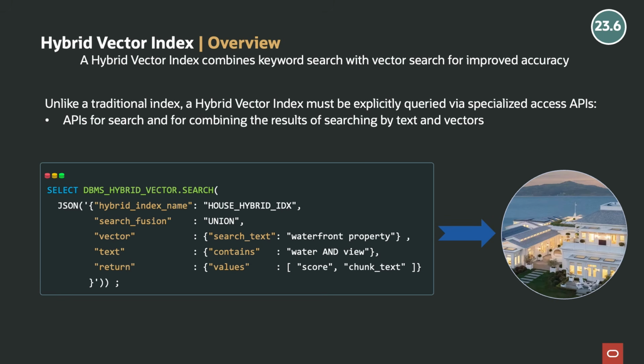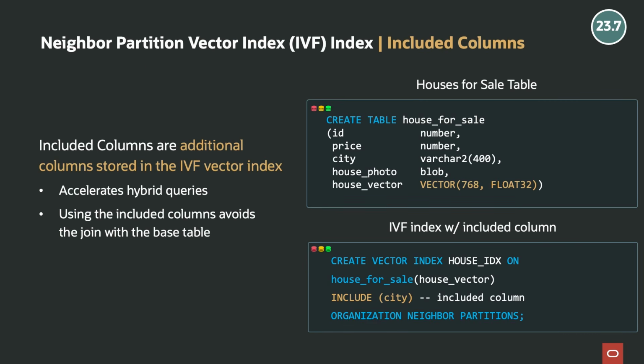So in my case, I want to see the score and also the chunk of text that contains either that keyword or is about water and views. So as I said, slightly different way to access it, but all the same power of similarity search along with keyword search.